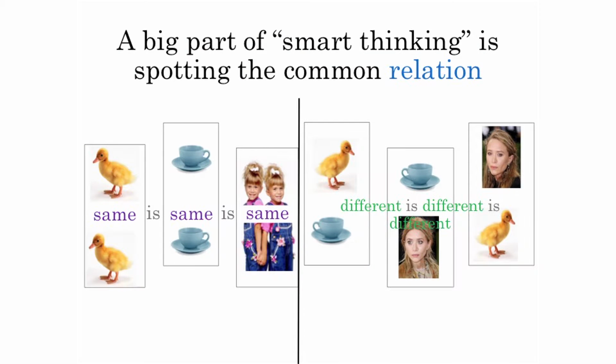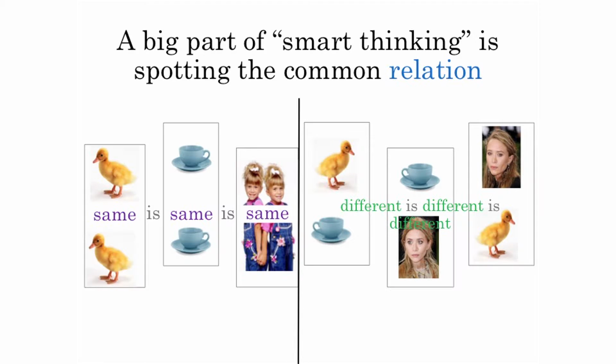Now, in each of these examples of expert-like thinking or powerful learning or creative problem solving, a critical component is being able to spot a common relation despite outward differences. On a really basic level, what that means is that even though these ducks are not these cups and are definitely not this beloved child actor pair, Mary-Kate and Ashley, the relation in each of these is the same, and that's a common relation despite all these different pairs.